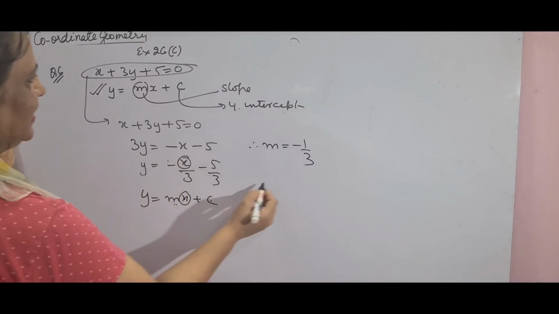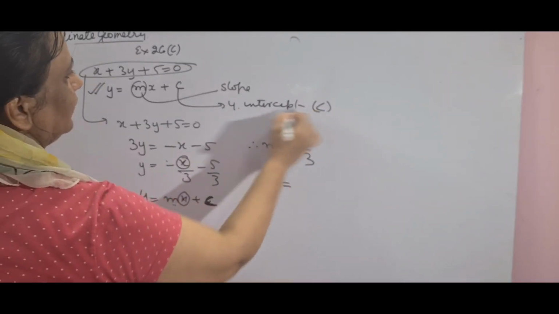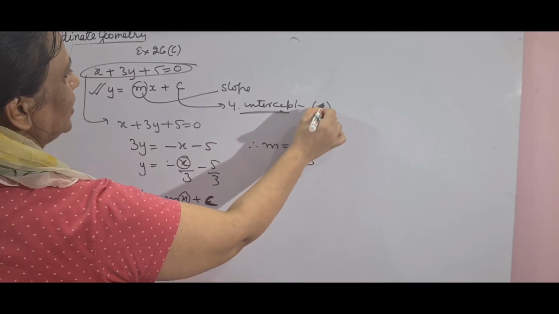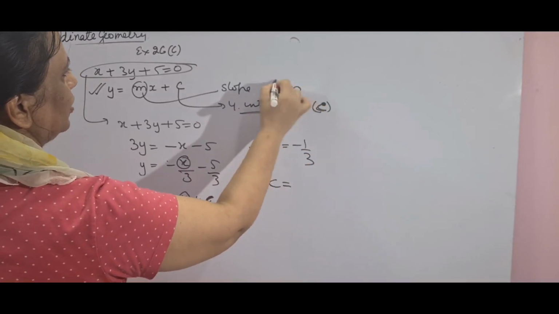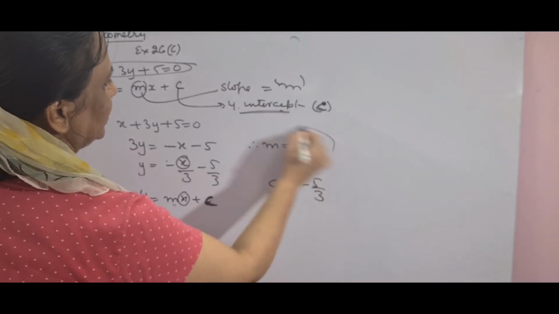And similarly, c is said to be the y-intercept. It is denoted by small c, and slope is denoted by m. I have told you before also. So c will be minus 5 by 3. So this is your answer.